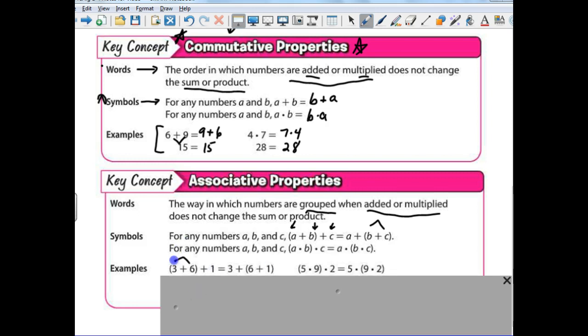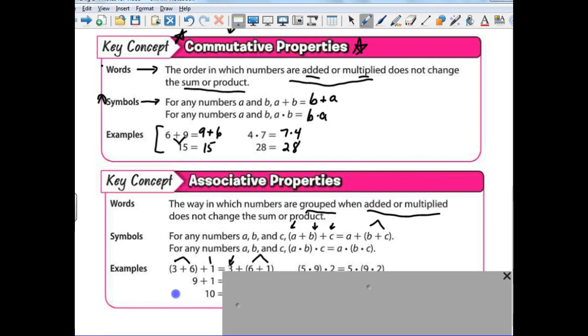Notice if I have 3 plus 6 plus 1, it's the same thing as if I have 3 plus 6 plus 1, just grouped differently. You get the same answer either way, right? Let's look and see. The answer on the left, this is on your paper, just please watch. 6 plus 3 is 9. 9 plus 1 is 10. Over here, see what they did first? 6 plus 1 is 7. 7 plus 3 is 10. That's called the associative property.